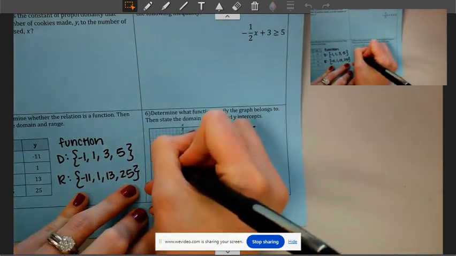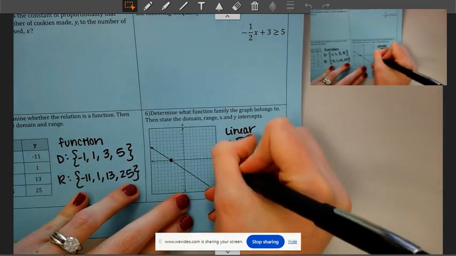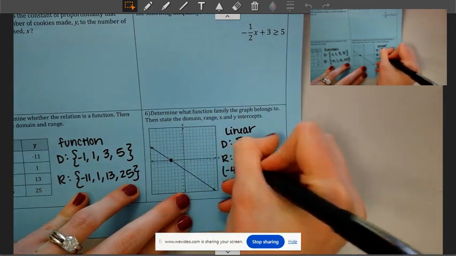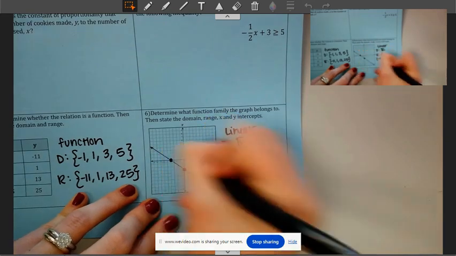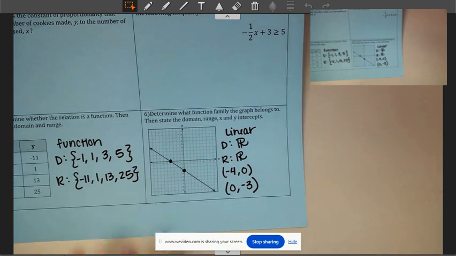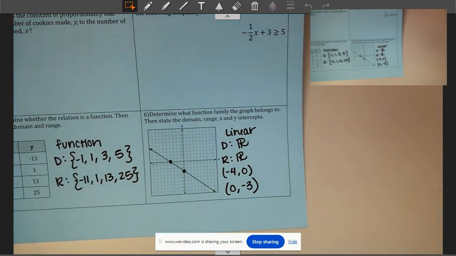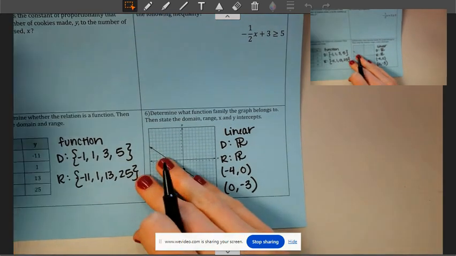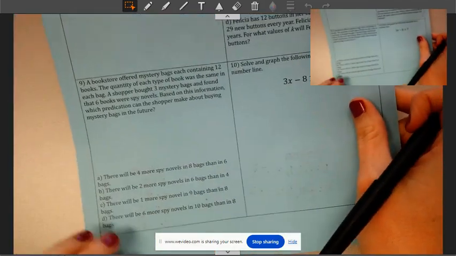The x-intercept is where we touch the x-axis, and that happens over here at -4, 0. And the y-intercept is where we touch the y-axis at 0, -3. Please remember that these are ordered pairs and need to be written as ordered pairs. Okay, the only one that was different on the back was this number 9 here.